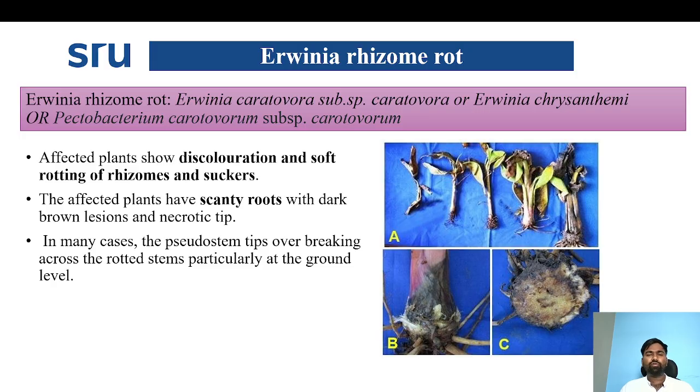Let's start with another important disease, Erwinia rhizome rot. Erwinia rhizome rot is also known as tip over disease in banana or bacterial rot, which is caused by Erwinia carotovora subspecies carotovora, or Erwinia chrysanthemi, or Pectobacterium carotovorum. Here the affected plants show discoloration and soft rotting of rhizomes and suckers. The affected plants have a scanty root system with dark brown lesions and necrotic tips. In many cases, the pseudostem tips over, breaking across the rotten stem, particularly at ground level. That's why this disease is known as tip over disease.